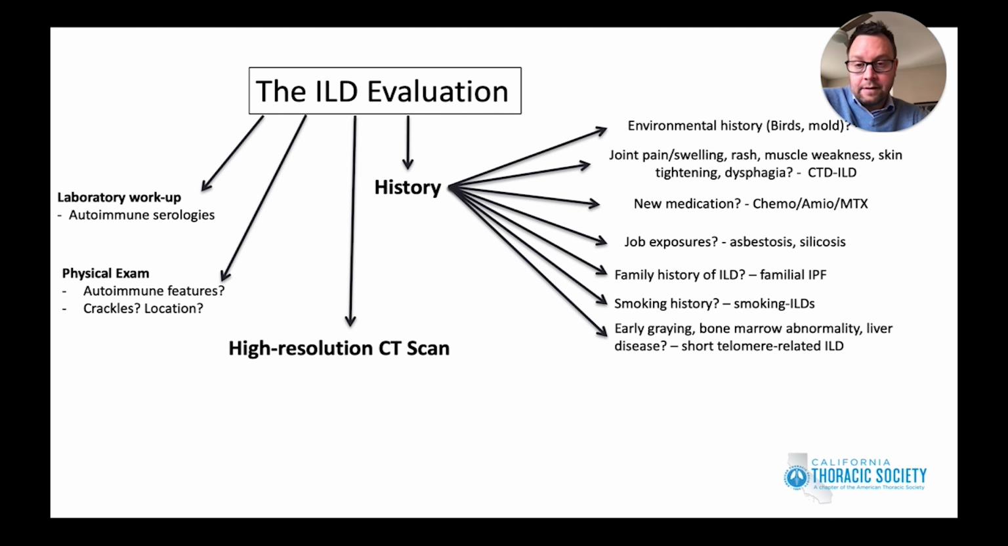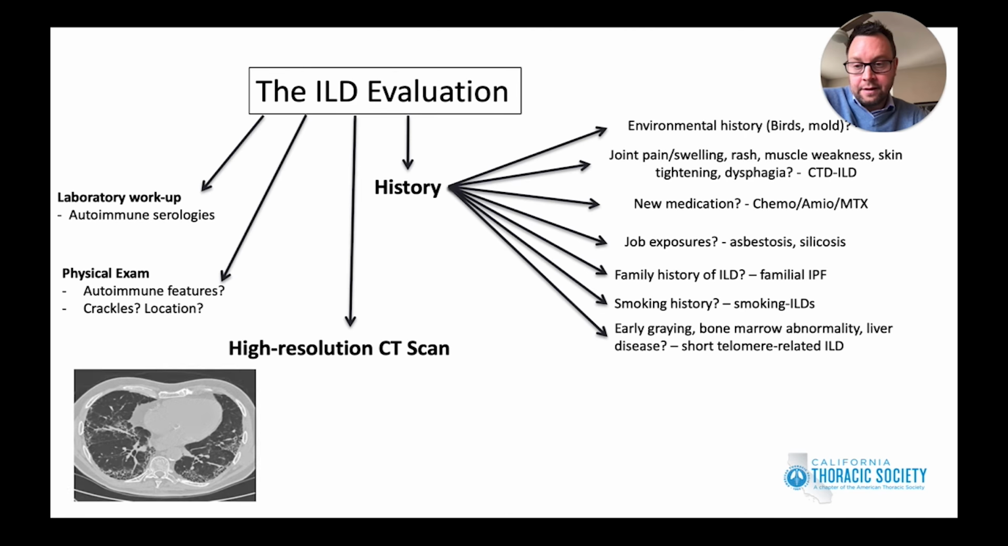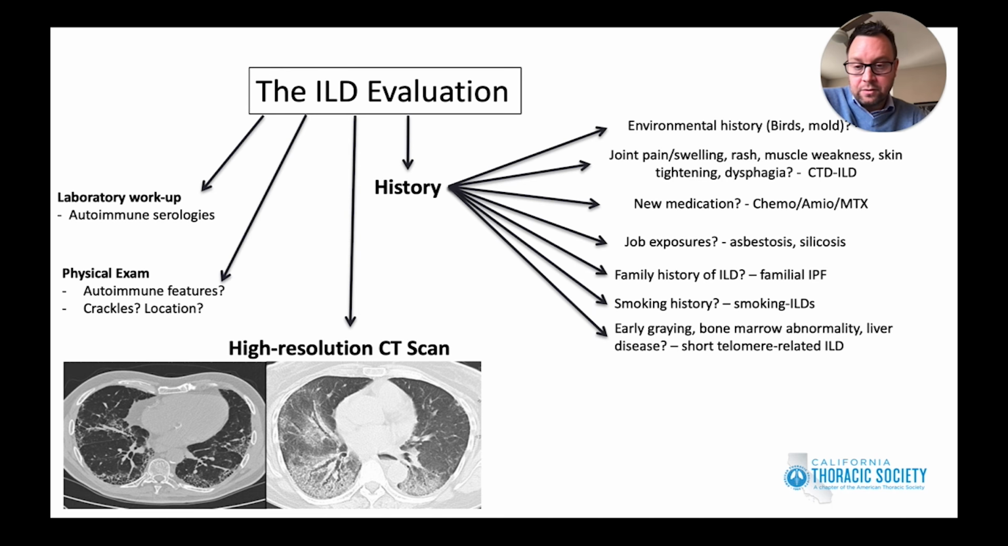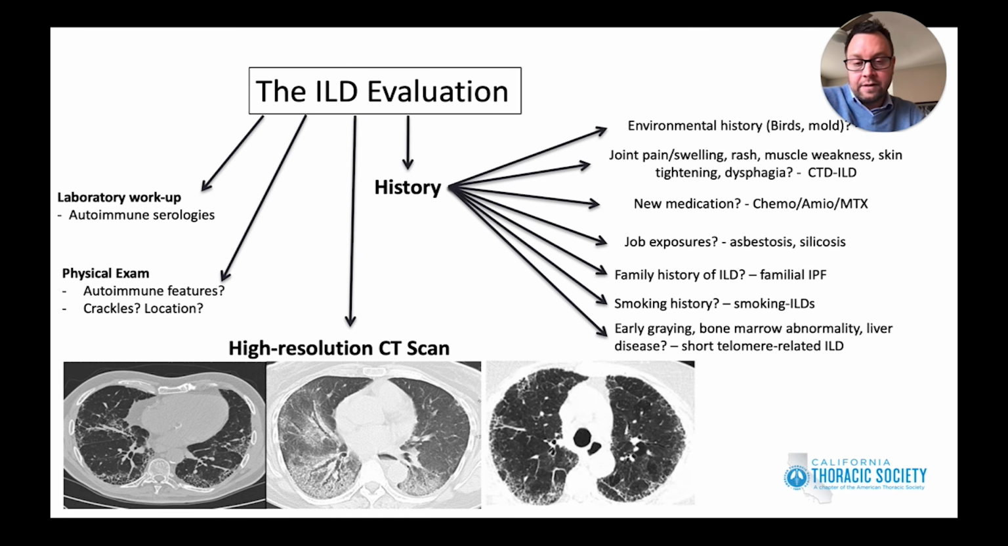And then we go to high-resolution CT scan. This can be as important as history in that we can see a fibrotic predominant process here, like this usual interstitial pneumonia pattern. You can see more of an inflammatory predominant process here with the NSIP pattern, or we can see more of a disease-specific type process here, which is a patient that has hypersensitivity pneumonitis, which is characterized by upper lobe disease and mosaic attenuation.